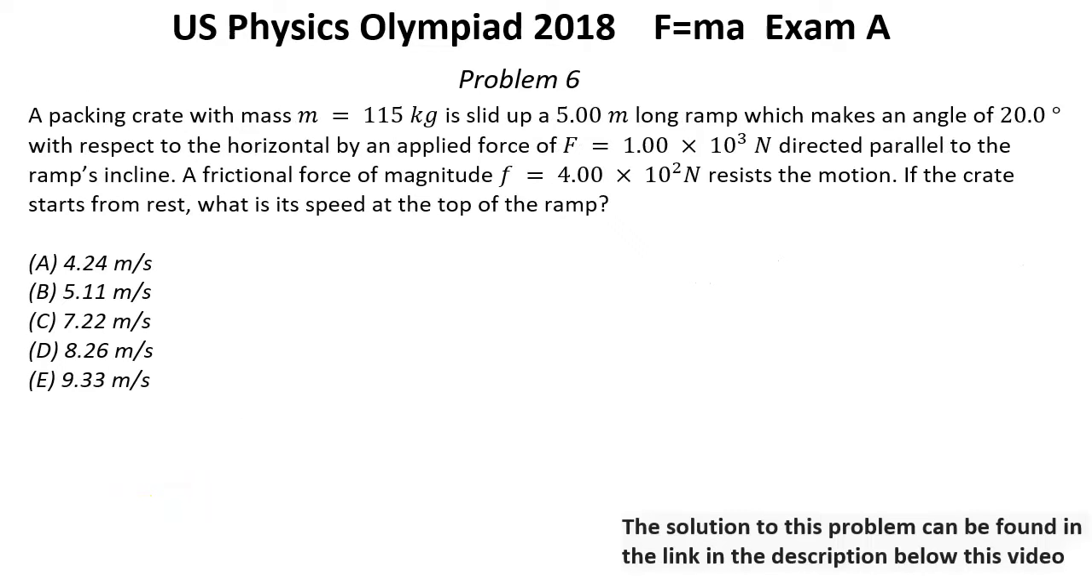Problem number 6. A packing crate with mass M equal to 115 kg is slid up a 5 meter long ramp which makes an angle of 20 degrees with respect to the horizontal by an applied force of 1000 newtons directed parallel to the ramp's incline. A frictional force of magnitude 400 newtons resists the motion. If the crate starts from rest, what is its speed at the top of the ramp?